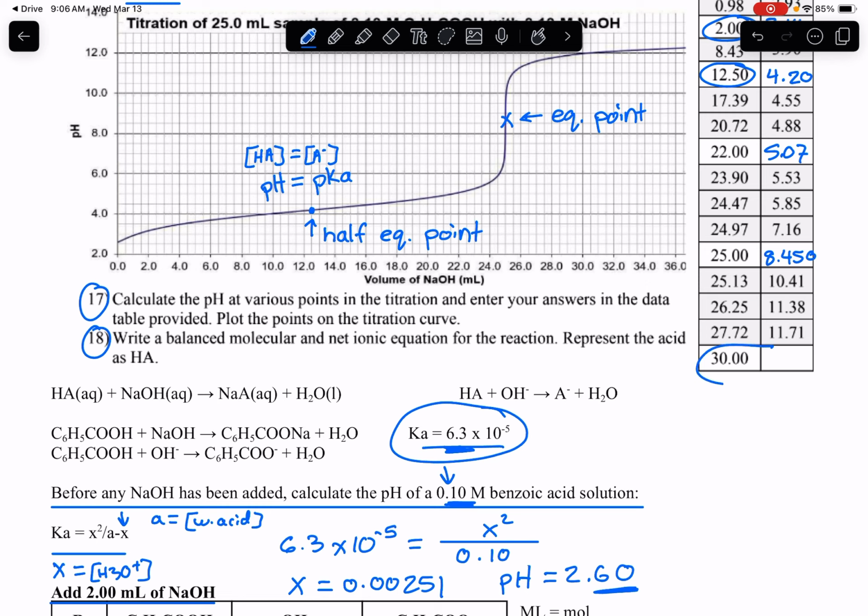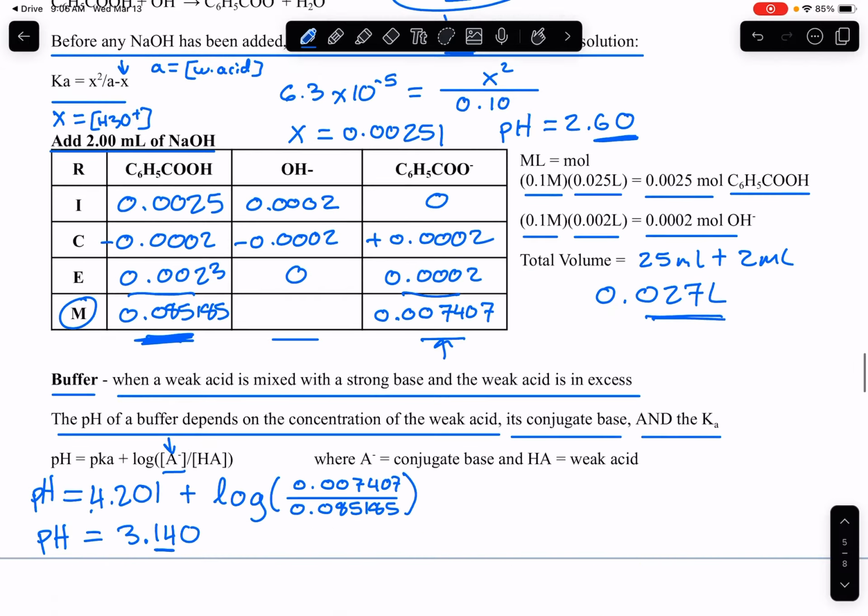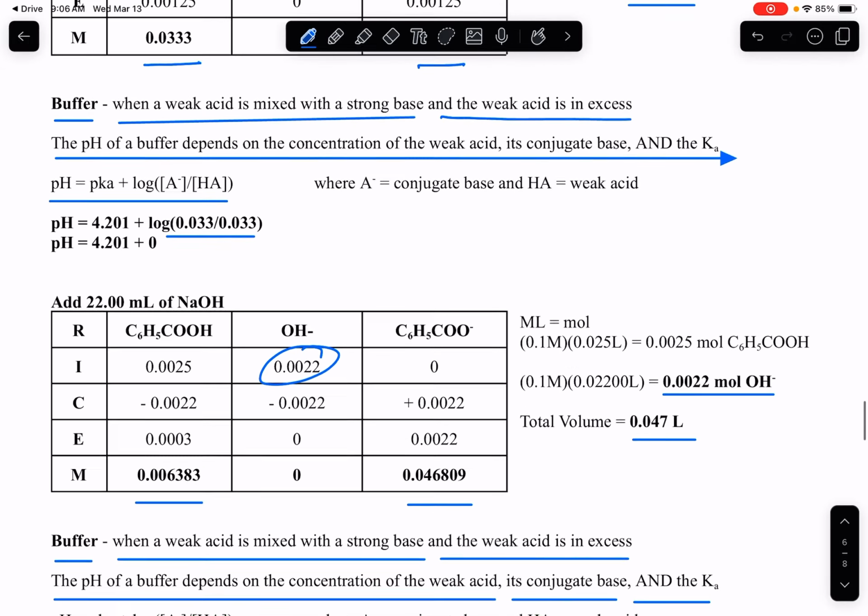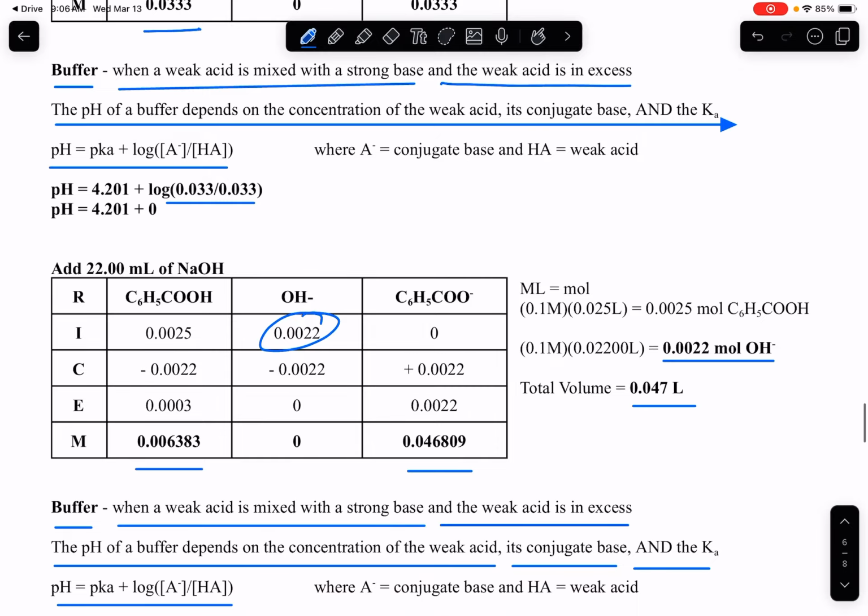All right, now we just have one more to find, and this is for after the equivalence point. I would pause and see if you can solve this. It's actually much simpler than you might think.